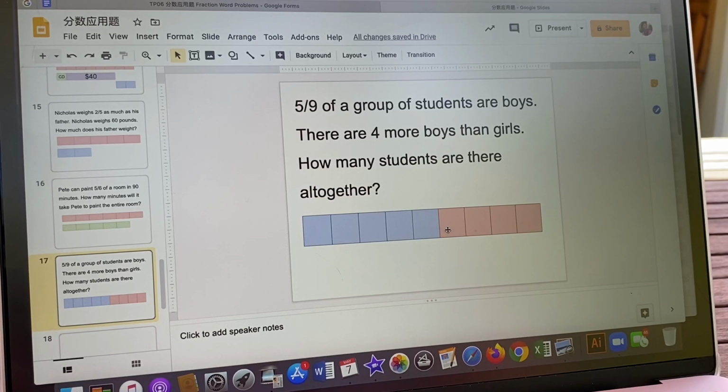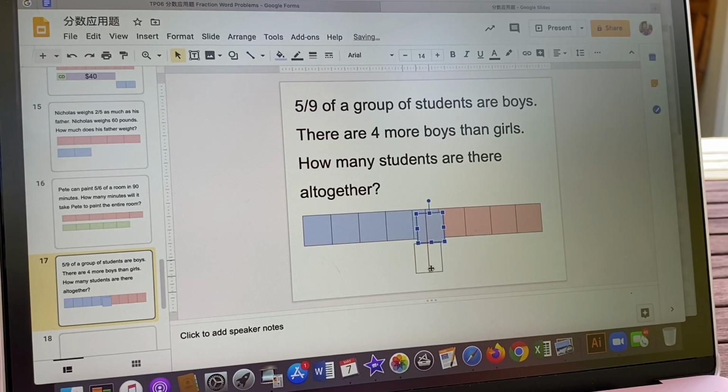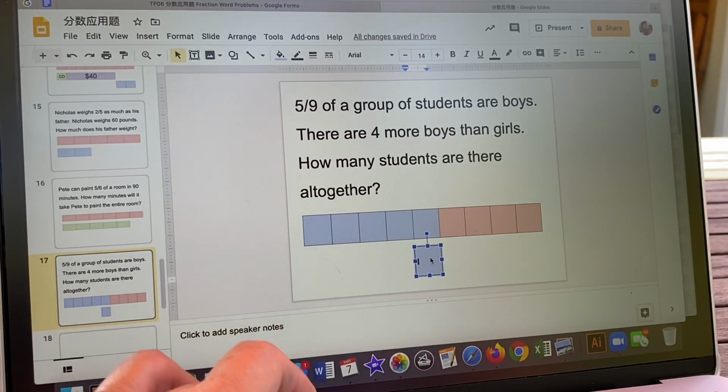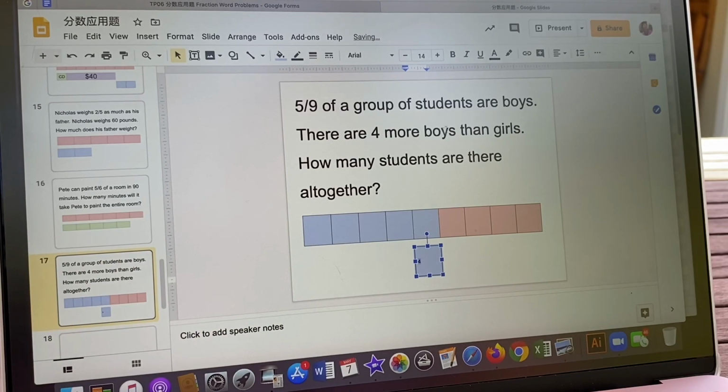This is 4 students. You see, this is 5 parts, and this is 4 parts. So 1 part is 4 students. So we have 4 students here. We make it right in the middle. So this is 4 students.